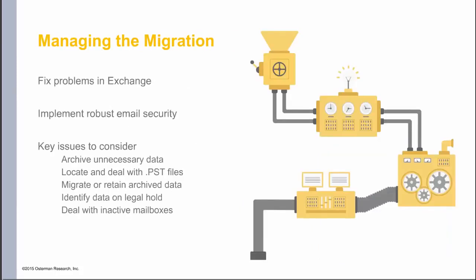Also, in terms of managing the migration process, you need to fix problems in Exchange. There are a lot of corrupt Exchange installations out there, and so you're going to need to fix those problems before you migrate. You're going to have to implement, in many cases, some very robust email security capabilities that maybe you don't have now, maybe that aren't going to match your needs in Office 365. And you need to consider a variety of other things. You need to archive unnecessary data, maybe, and decide what to do with it, maybe defensively delete it.